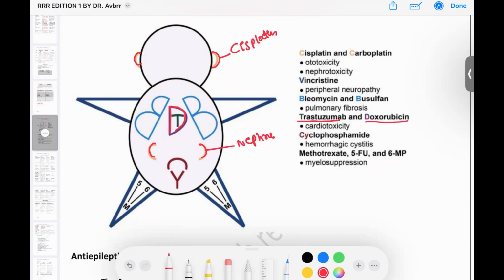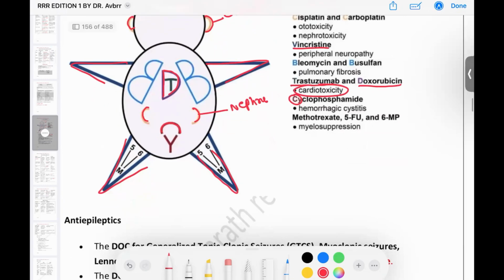These both are cardiotoxic. The next drug is cyclophosphamide. We always remember, right? Hemorrhagic cystitis is caused by cyclophosphamide. And drugs like vincristine will cause peripheral neuropathy. All your peripheral nerves will be disturbed by vincristine. And methotrexate, 5-fluorouracil and also 6-MP cause myelosuppression, so agranulocytosis and cell dysfunction will be seen. These B drugs are for pulmonary fibrosis. This is also a previously asked question.